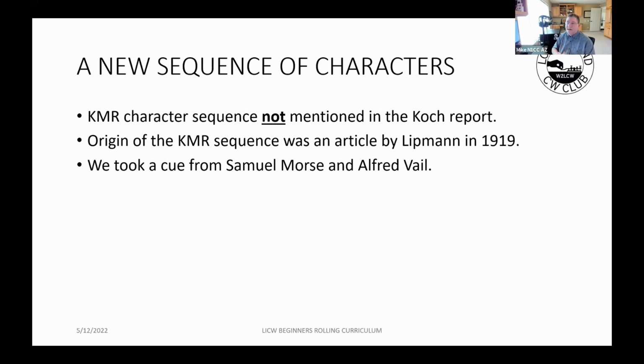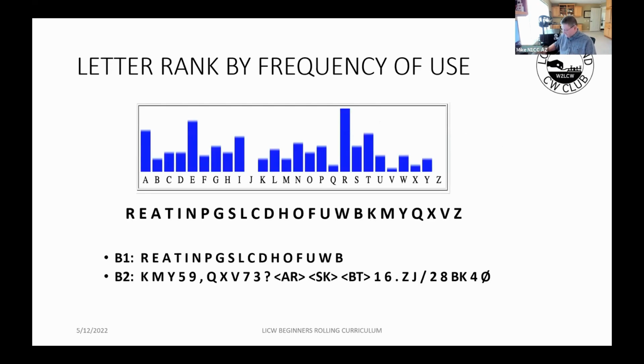So we took a similar methodology, but we wanted to know the frequency of character use in our QSO protocol. So we added up all the words and looked at all the letters. And from there, we determined the frequency of use of letters in our QSO protocol. And to the most often used characters, we placed them earlier in our sequence. Now, there were several characters that had the same weighting, and to those we applied the recommendations that Koch provided for how to build a sequence of characters. We then added numbers, punctuation marks, three pro signs, and BK. And we divided them between beginners one and beginners two. And what you see before you now is the new LICW QSO protocol character sequence.